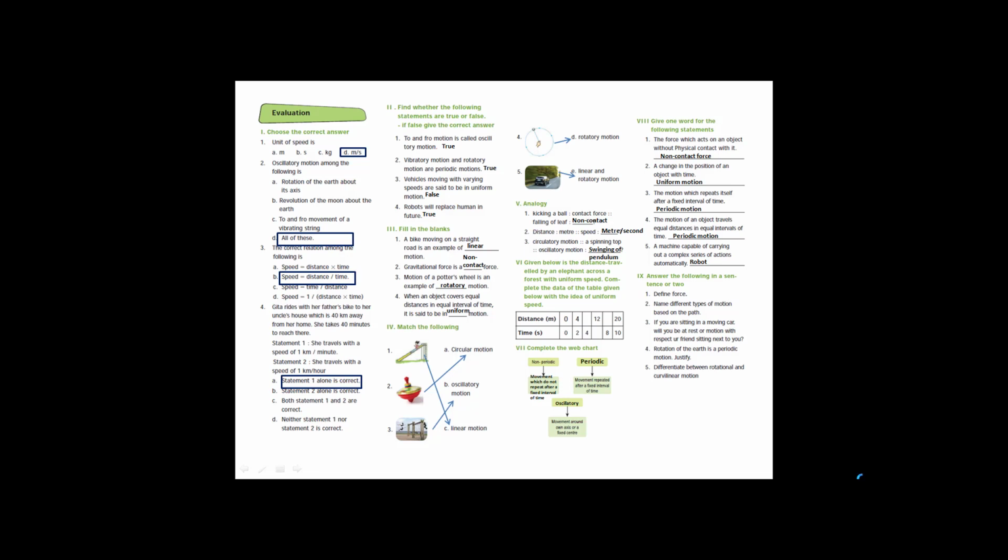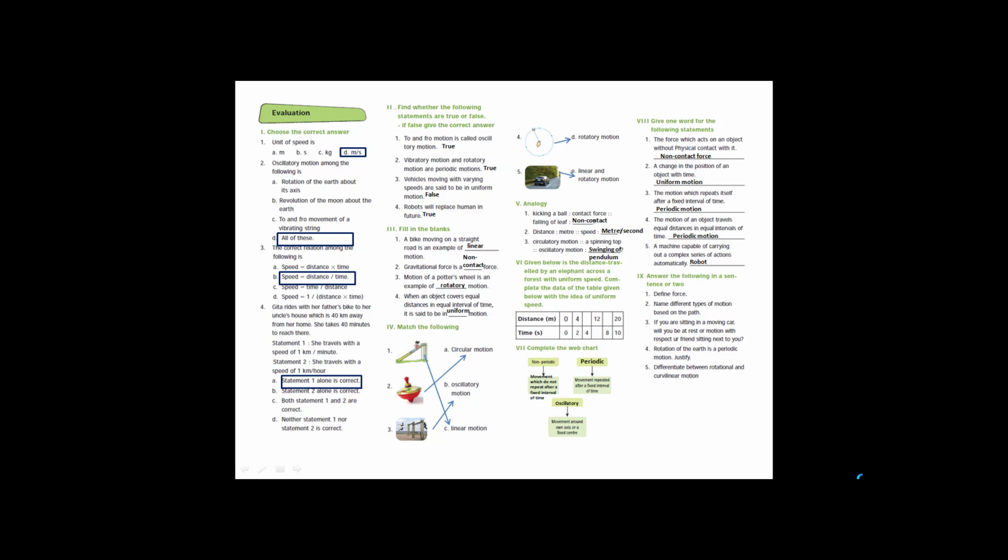Analogy. Number 1. Kicking a ball is to contact force, as falling of a leaf is to non-contact force. Number 2. Distance is to meter, as speed is to meter per second. Number 3. Circular motion is to a spinning top, as oscillatory motion is to swinging of a pendulum.